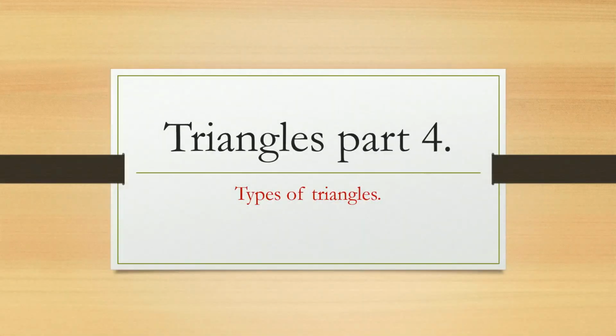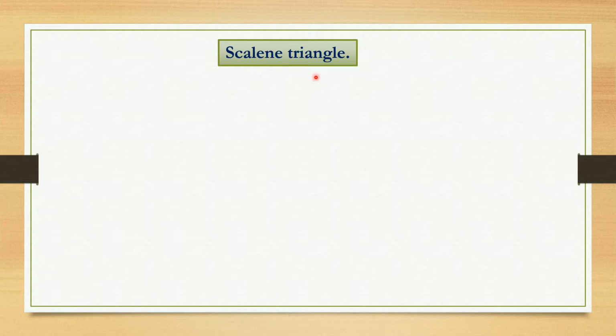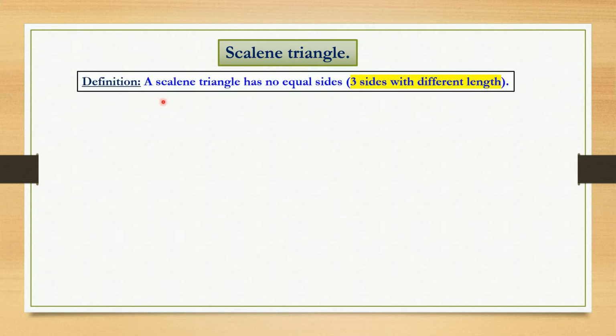Welcome back, students. In this video we are going to continue our triangles chapter, part 4. In this part we are going to learn about types of triangles. First type of triangles is the scalene triangle. Definition: a scalene triangle has no equal sides. It means it has three sides with different length.